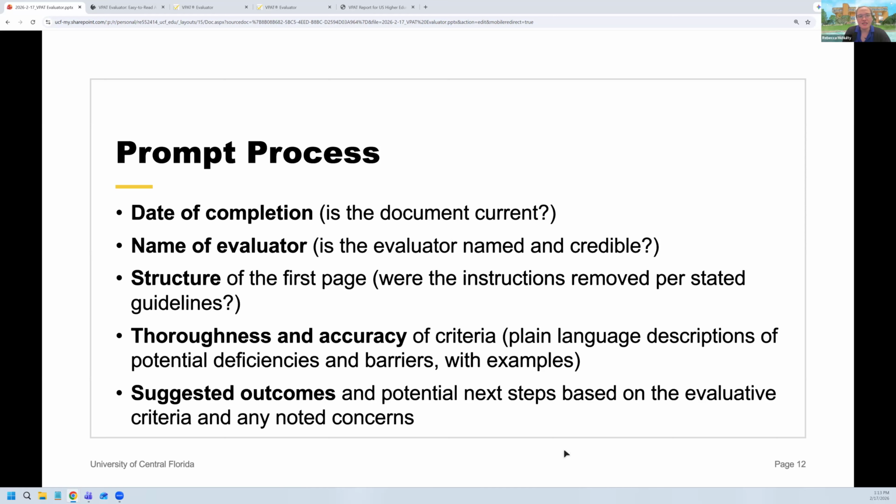And then we look at suggested outcomes and potential next steps based on the authoritative criteria and any concerns. And we're being really, really clear that these are potential next steps and potential outcomes. This is where the human needs to come back into that review process and say, all right, I'm analyzing these, I am asking for follow-ups, I am aligning these with our own institutional policies and priorities, and as a human, I am making the decision about what a next step is going to look like.